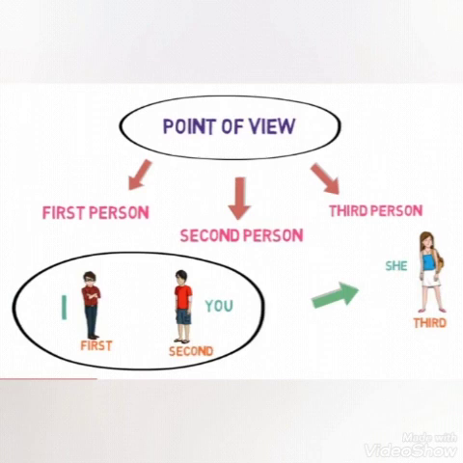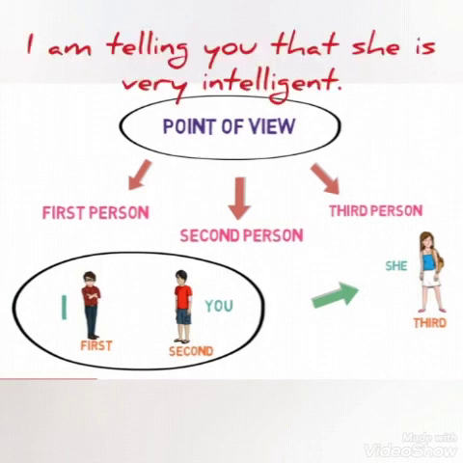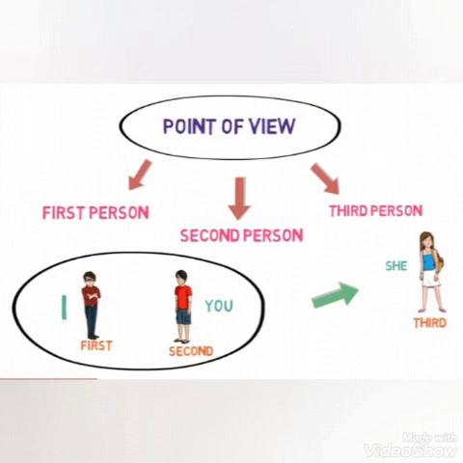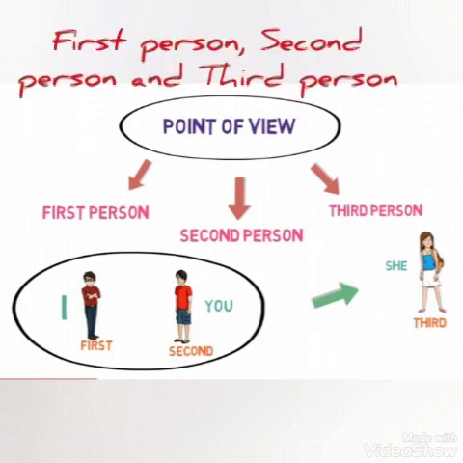And Ram may be talking about Richa to Shyam like this: I am telling you that she is very intelligent. Okay? So this is the point of view. Always remember it: first person, second person and third person.